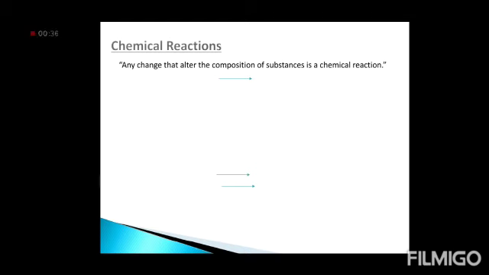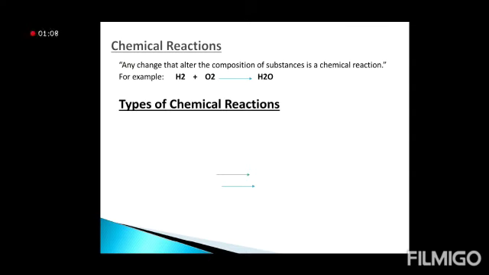First of all, we must know what chemical reactions are. Any change that alters the composition of substances is a chemical reaction. It means that whenever matter undergoes something that causes a change in its composition, it is said to be a chemical reaction. For example, when hydrogen gas reacts with oxygen gas, it produces water. You can see here that none of the reactants is destroyed and nothing new is created. They have just changed their composition.